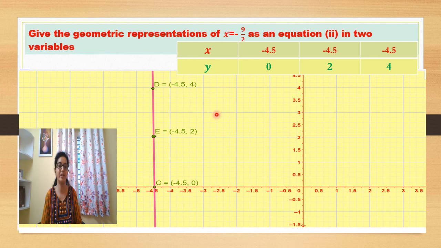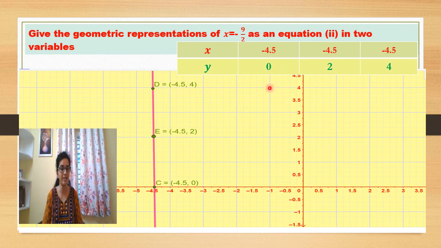Give the geometrical representation of x is equal to minus 9 by 2 as an equation in two variables. As we know, whenever we want to represent an equation in two variables, we have to use the Cartesian plane. So I have represented this equation in two variables. For that, I need a table. In this table, you can observe that the x coordinates are constant. What are the x coordinates? They are minus 4.5, and you can see that I have repeated them 3 times.